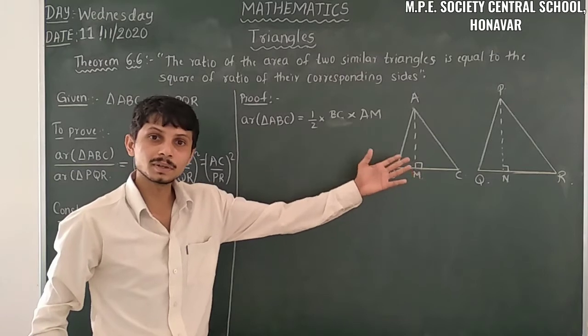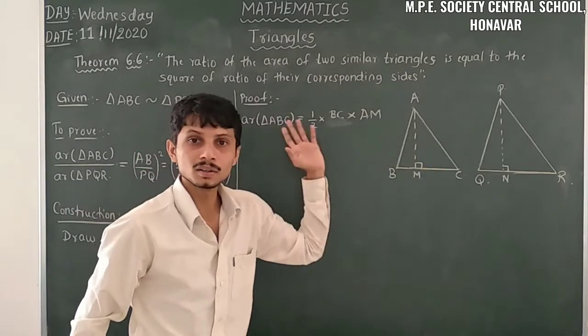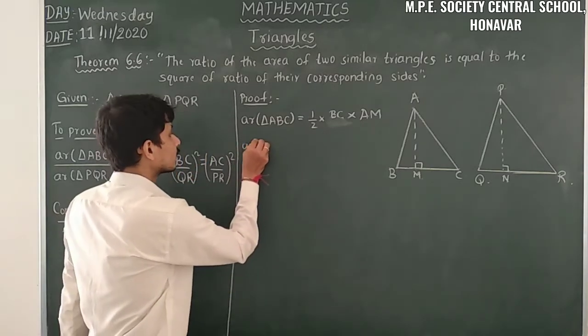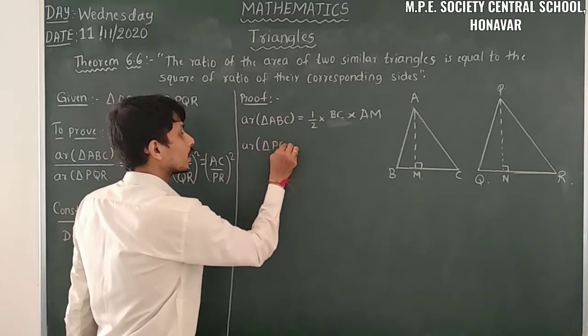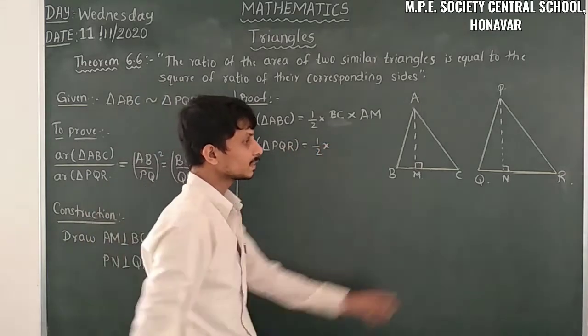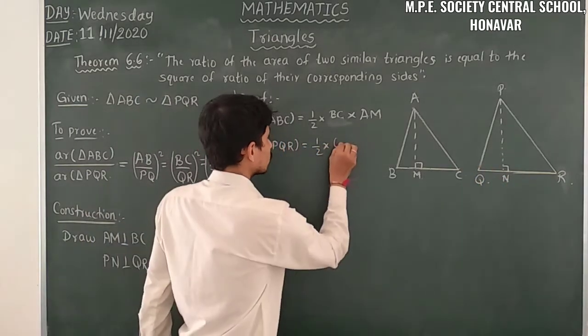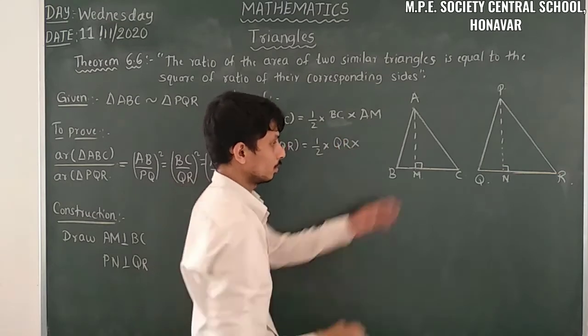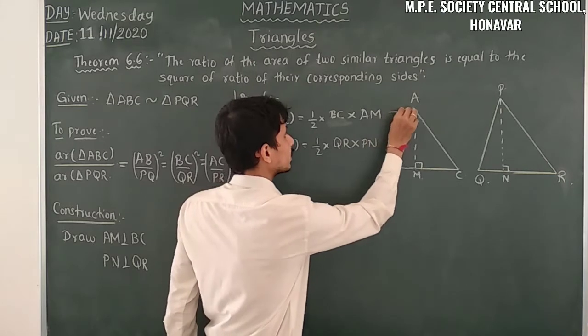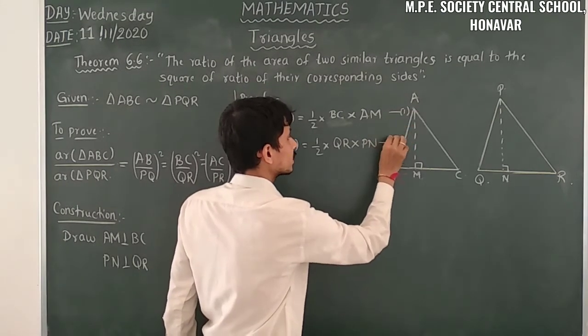Then similarly we have to take the same formula for triangle PQR. That is, area of triangle PQR is equal to half into, what is the base here? QR, into PN, the perpendicular height we have. So I will take this as equation number 1 and this as equation number 2.